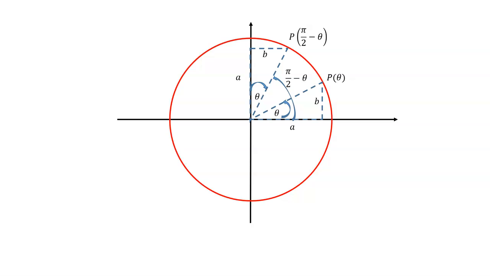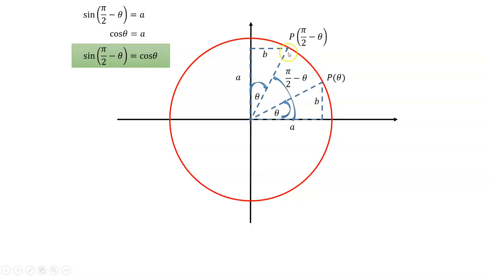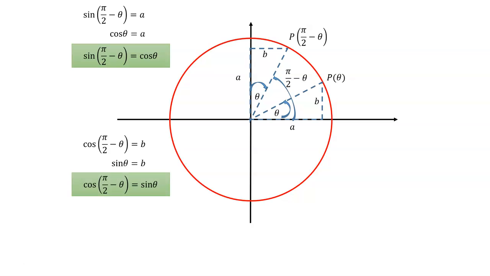Let's think about what we can say about sine and cosine. Remember, with sine we talk about the vertical movement. The vertical movement for this is A, and that's equal to this A here, which is cos theta. So sine of pi on 2 minus theta is equal to cos theta. Similarly, the cos of pi on 2 minus theta is equal to sine theta. So cos of pi on 2 minus theta is equal to sine theta.